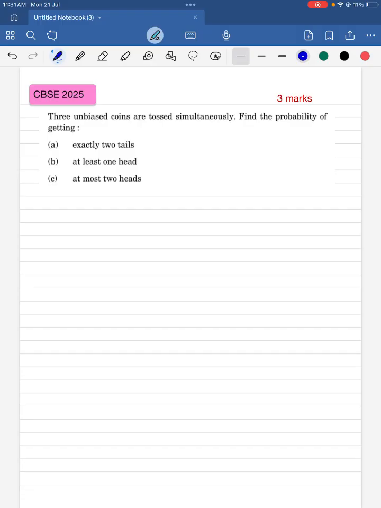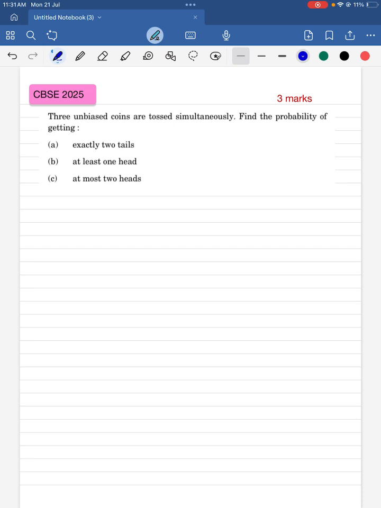In this video, I'll be doing a 3 marks question from the CBSE 2025 board paper. Let's look at the question. 3 unbiased coins are tossed simultaneously. Find the probability of getting exactly 2 heads, at least 1 head, and at most 2 heads. Okay, so let's find out how to solve this question.